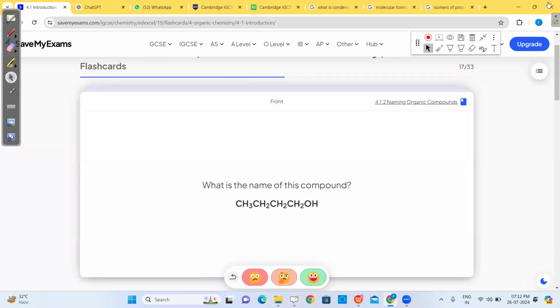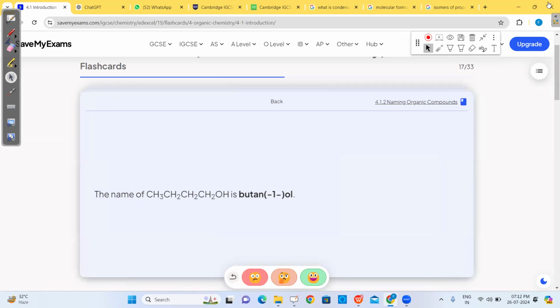Okay, what is the name of this compound? Pause it, try to answer. So how many C's are there? 1, 2, 3, 4. So you have 4 C's, so it should be but. There is an OH there, and it is attached to the first carbon. So butan-1-ol. Yes.